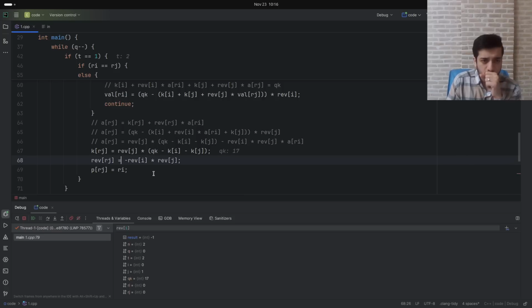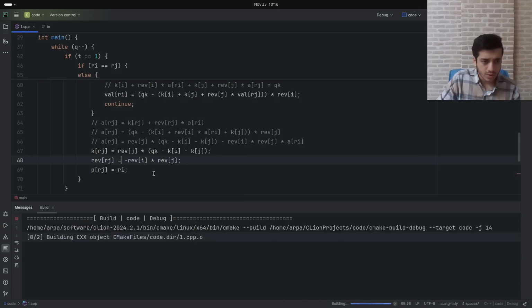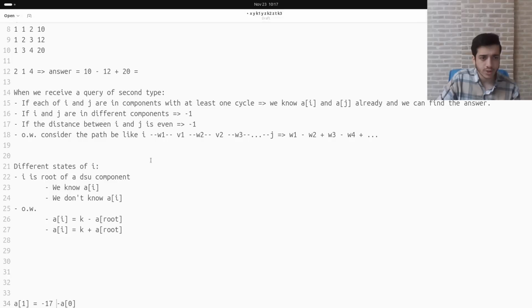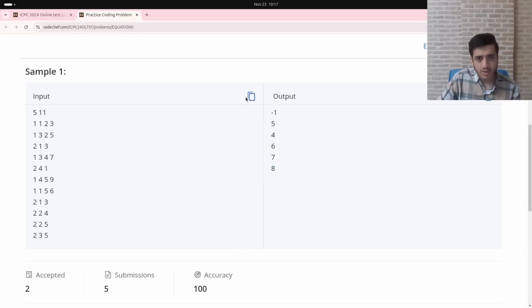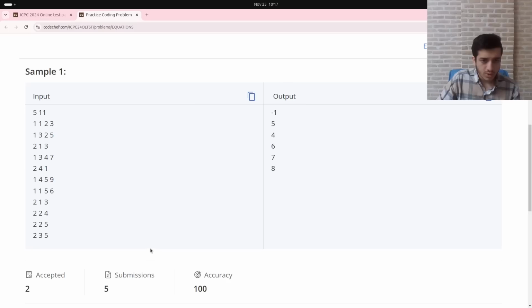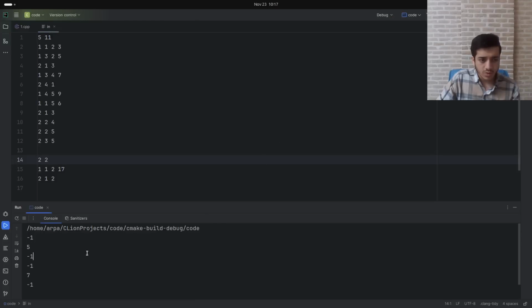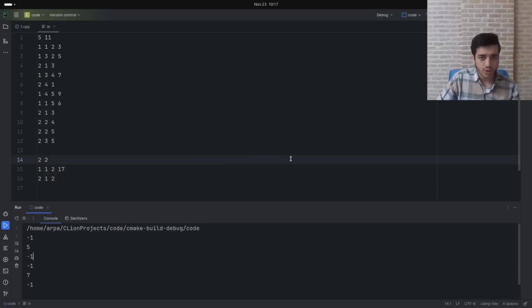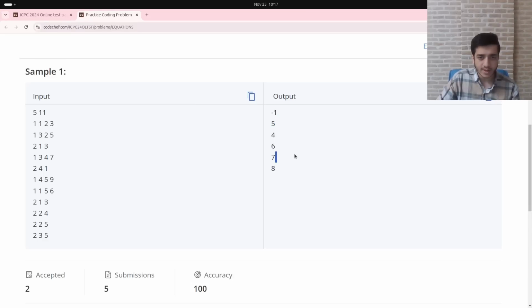So let me check if this will work. Okay, this is working for this test case, but let's see. So it's sometimes working, but sometimes no. When it's working, it's working. So for 5 and 7, they are correct.